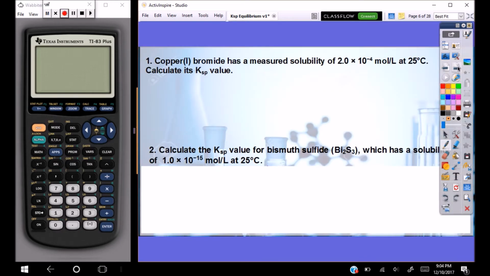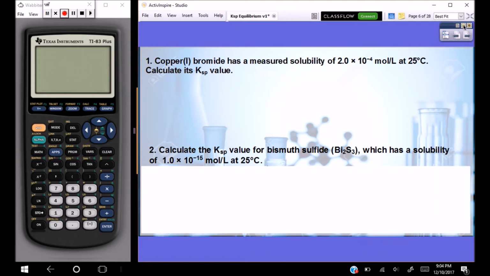Okay, so now on to the actual math. So, what can we use this for? Well, if we are able to measure the solubility in the lab, we can take that concentration and determine our Ksp. So this one, copper 1 bromide, has a measured solubility of 2.0 times 10 to the negative 4th molar. Calculate Ksp. All right, first things first, I always give myself the net ionic equation. Sometimes they'll give you other components in the question.